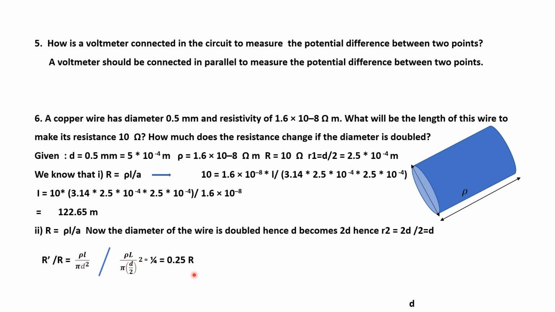So when you increase the area of cross section of the wire, the resistance is going to reduce. So in this case, since they have doubled the diameter of the wire, the resistance has come to 1/4 of the original resistance.